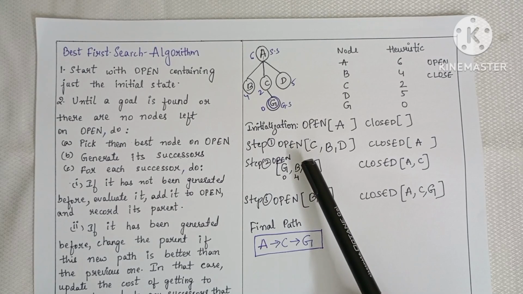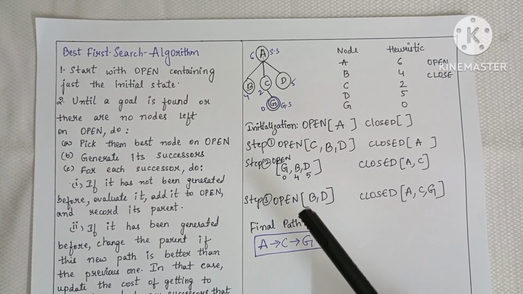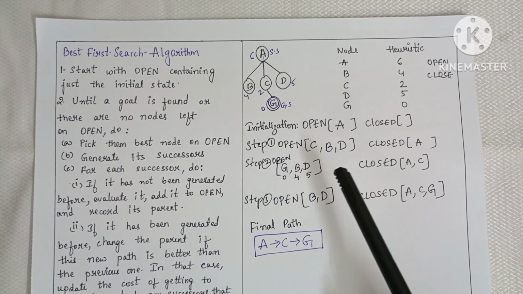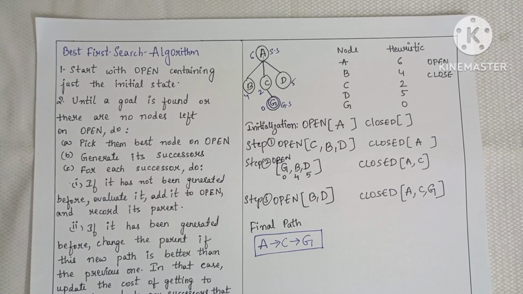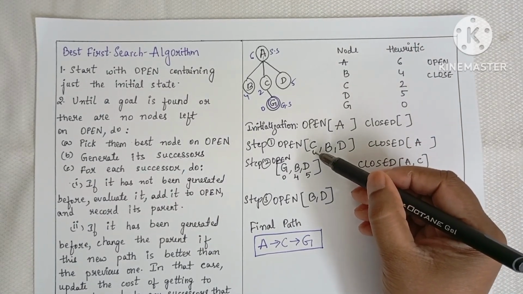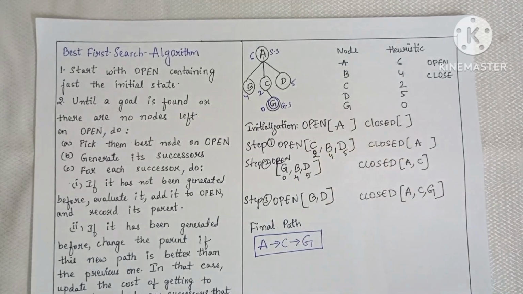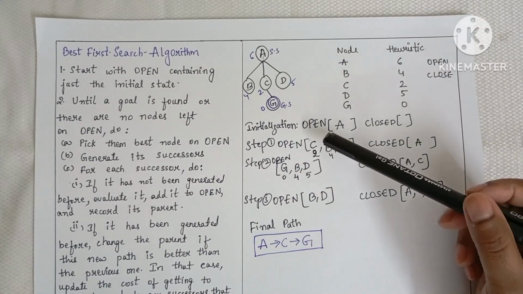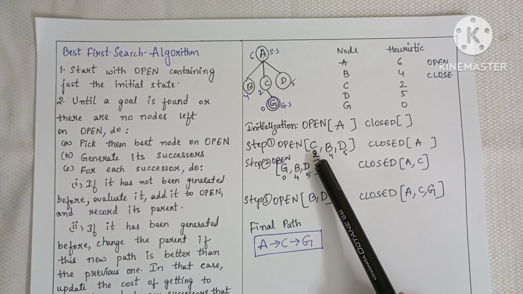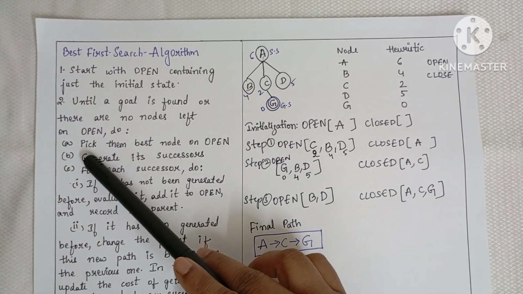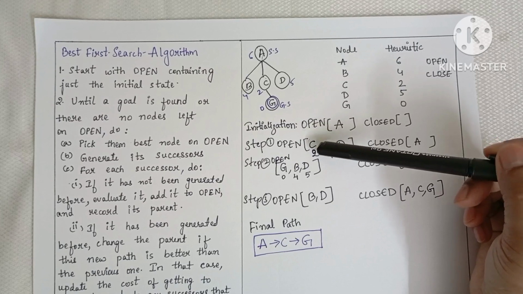Now among these three we have to select the best one. As the name of our algorithm suggests, best first search, based on the best heuristic value, we have to select the best node. So heuristic of C is 2, B is 4 and D is 5. Based on these three values, the lowest heuristic value is of C. So we have to pick C because it has got the lowest heuristic value.